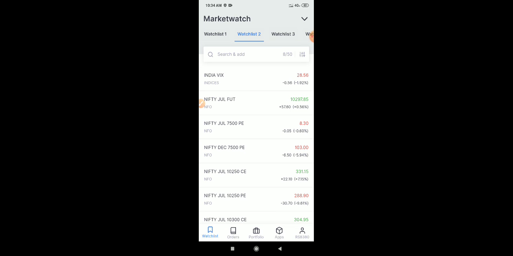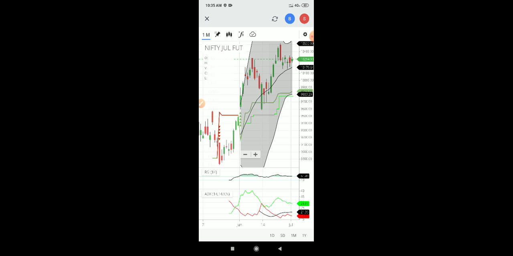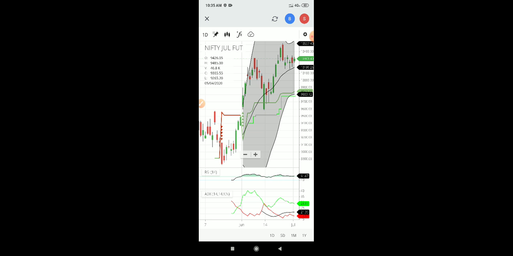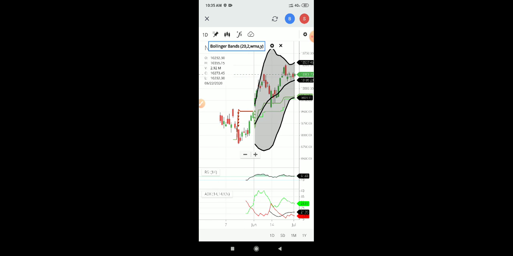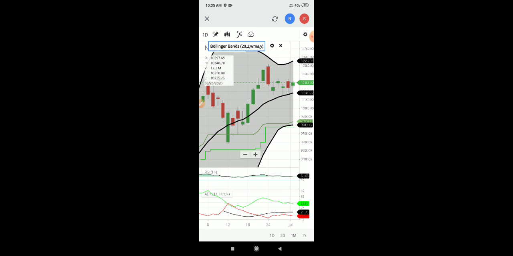Now I am opening the Zerodha Kite. I am keeping the Zerodha Kite chart in day mode. See, I have plotted super trend and ATR trailing stop losses on the chart, and below I have plotted RSI and ADX.